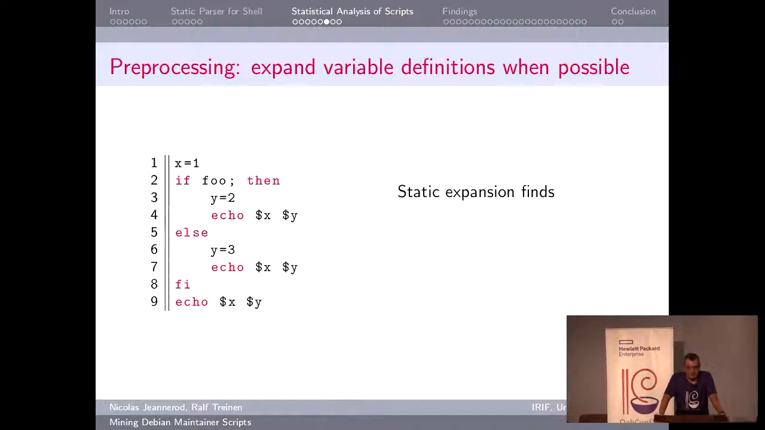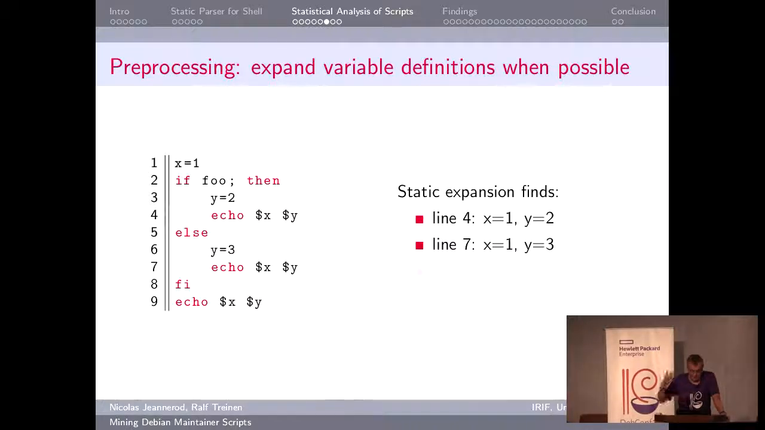So stuff like this: you define a variable x and then in a branch you define a variable y. So you would find in line 4, in fact, statically, that x must be 1 and y must be 2. And on line 7, you would find that x still must be 1, and now y must be 3, because now you executed the else branch and not the then branch.